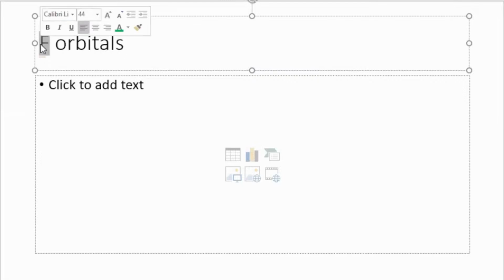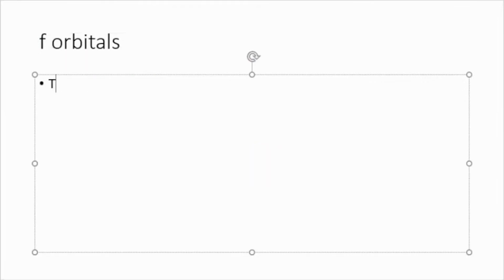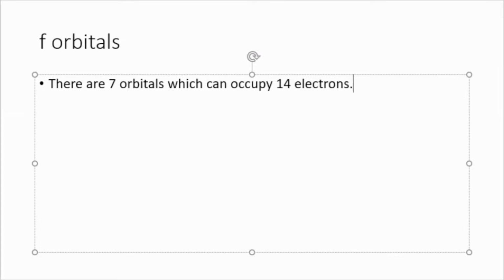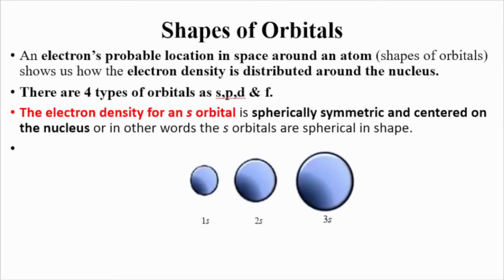Simple. There are 7 orbitals which can occupy 14 electrons. But I am not going to tell about the orbital's name because this is a bit complicated. Okay, so I already told you there are 4 types of orbitals: SPDF.